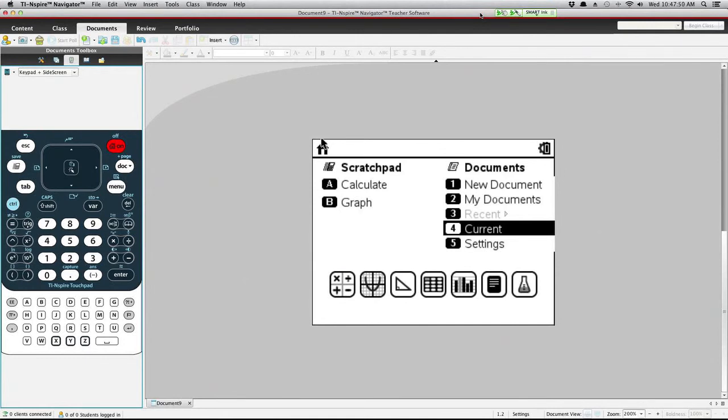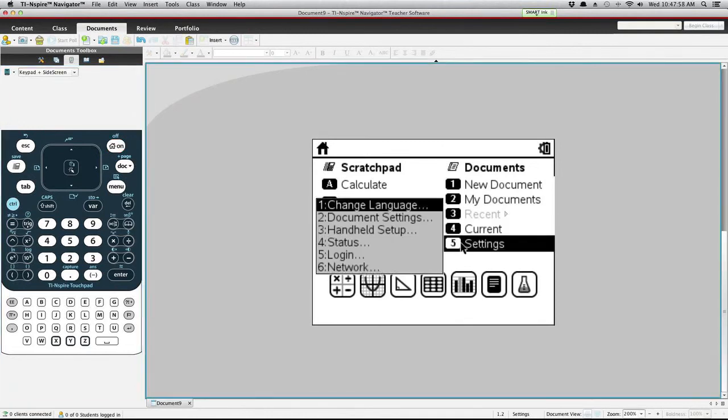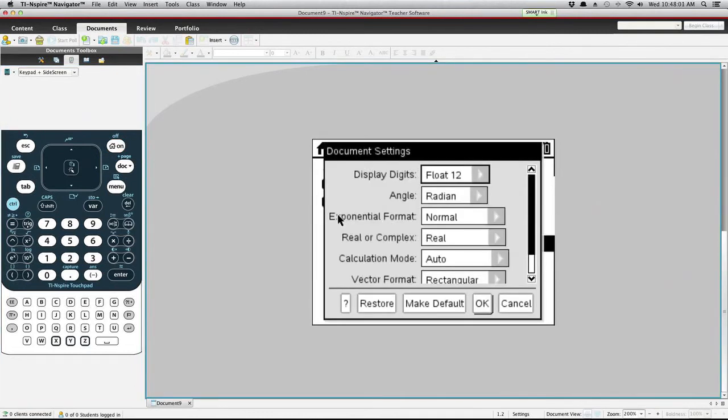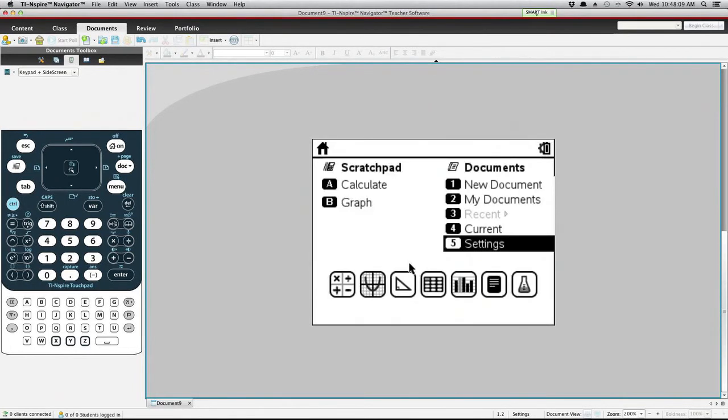All right, first thing we want to do is check our settings. When we are in calculus, our settings always need to be in radian mode. So to check our settings, we want to hit settings. We want to do document settings, and we want to make sure our angle is in radian mode. Once you change it to radian mode, go down there and click make default. So we always need to make sure we are in radian mode.